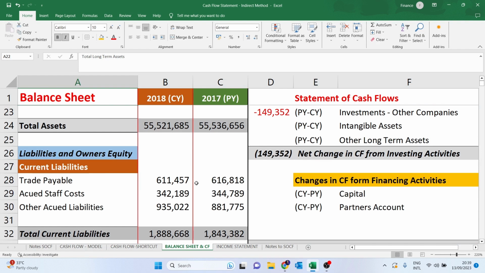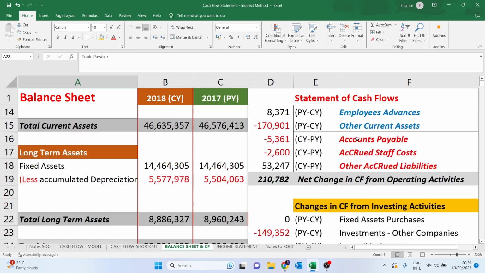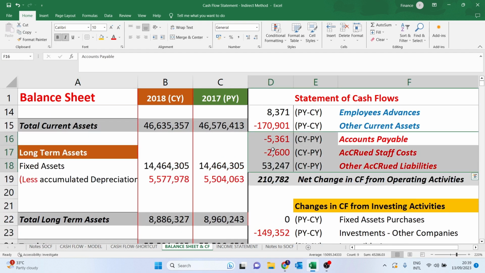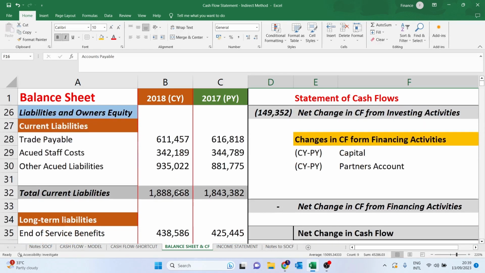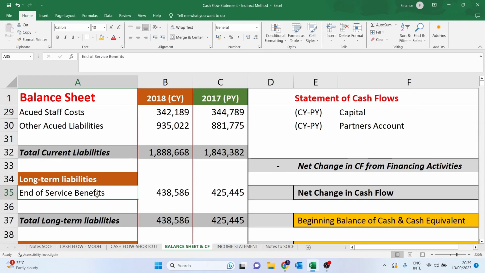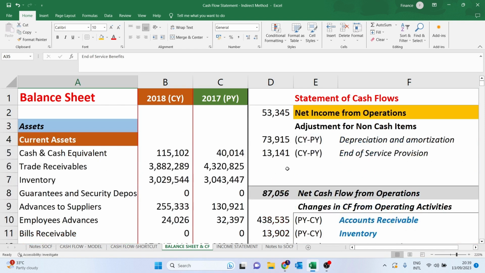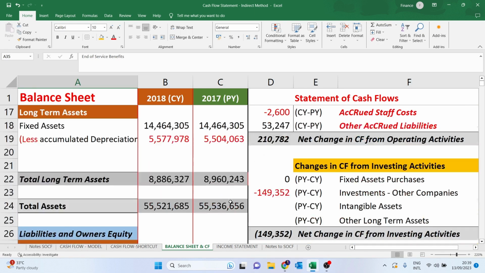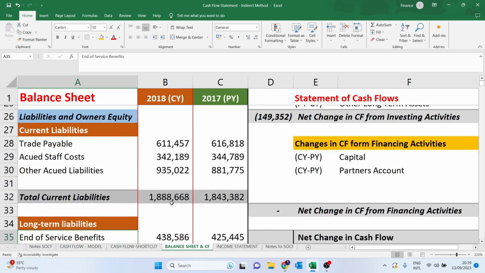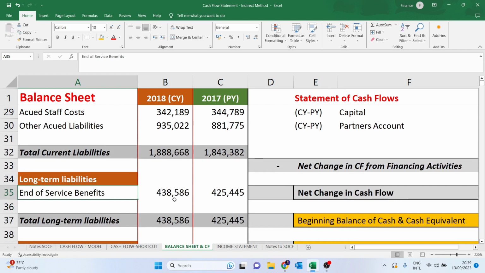Now let us move to the liability side. This one we have already covered the current liabilities, three parts already covered here. We have already taken the movements. Now there is end of service also covered as a non-cash item here in the first part. So make sure you cover everything except cash and retained earnings and income.